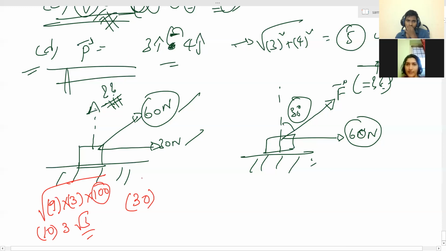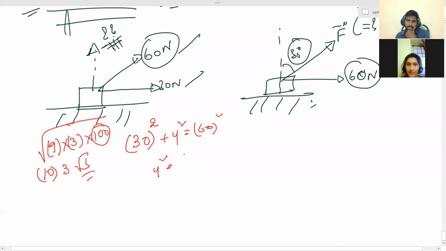It is 30 square plus y component square is equal to 60 square. Y square is equal to 60 square minus 30 square, that is 3600 minus 900. Y is equal to root over 2700. If you simplify 2700, that is 30 root 3.